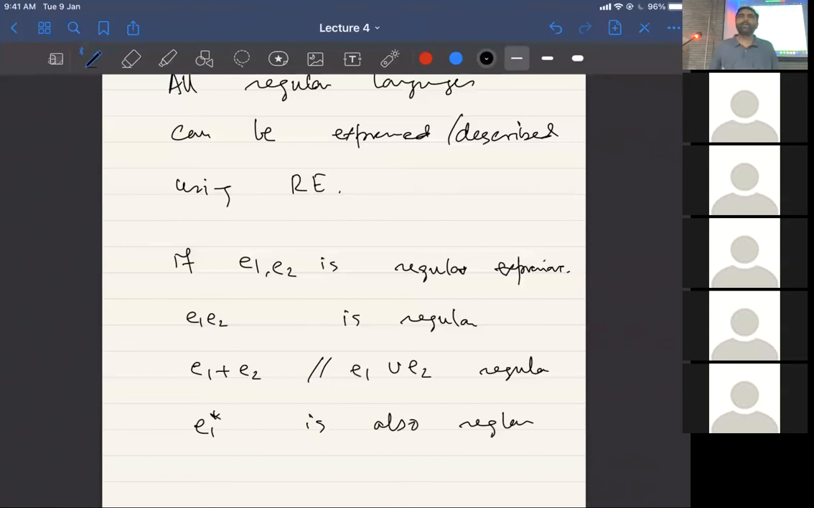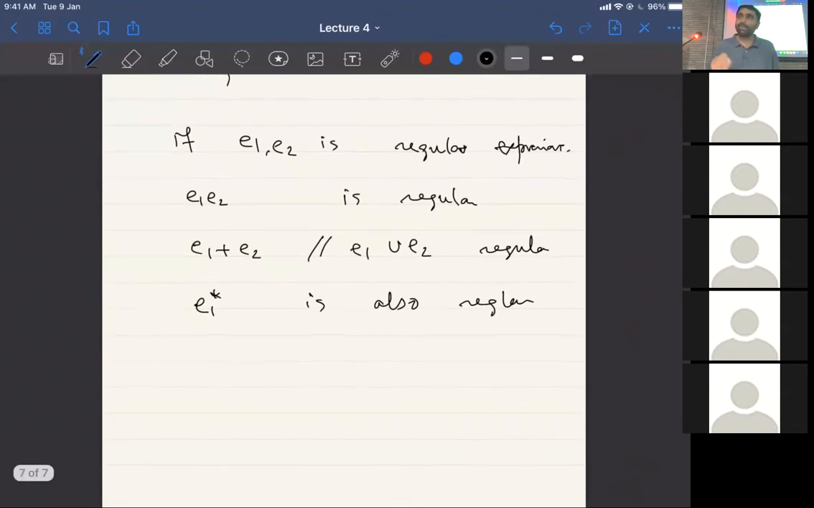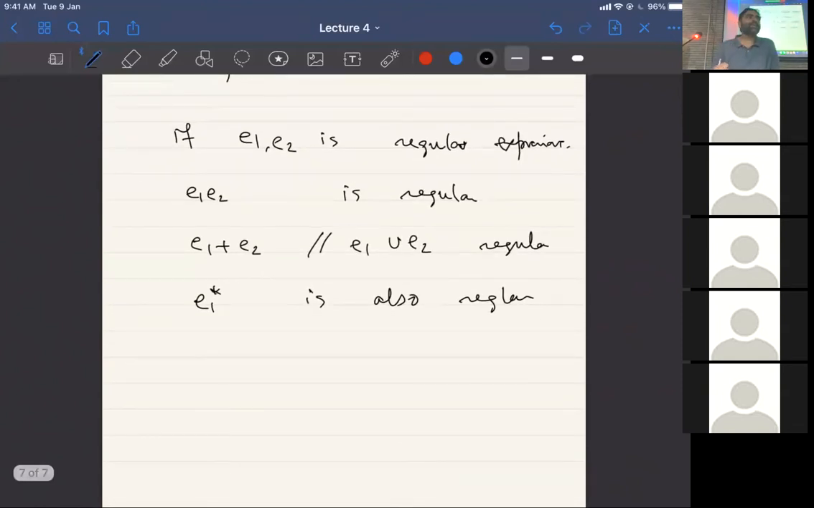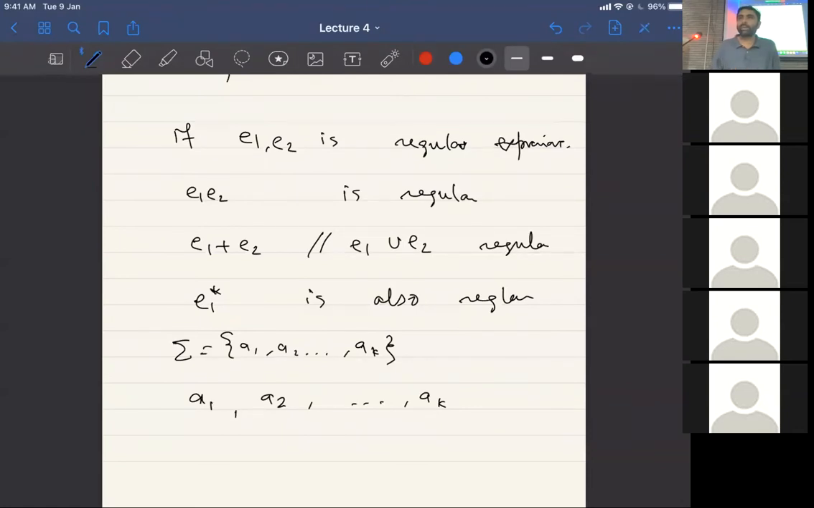Okay, fine. And the simplest, or atomic, regular expressions are those which only use the symbols from the alphabet. If your alphabet is equal to {a1, a2, ..., ak}, then a1 is a regular expression, a2 is a regular expression, a3 is a regular expression, and all these elements are regular expressions. And that's exactly what we used in the last example.